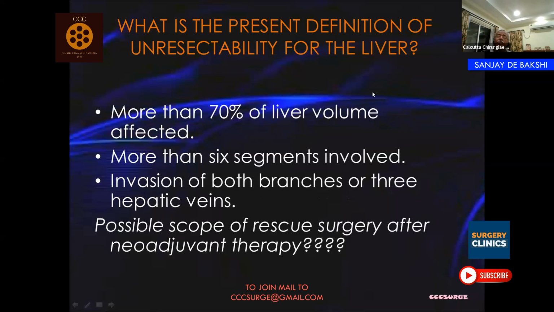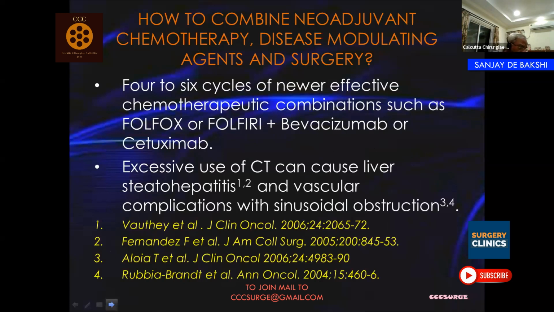What qualifies as unresectability for the liver? More than 70% of liver volume affected, more than 6 segments involved, invasion of both branches or 3 hepatic veins. And you consider a possible scope of rescue surgery after neoadjuvant therapy. So what neoadjuvant therapy do we use? You use 4 to 6 cycles of the new effective chemotherapeutic combinations such as FOLFOX or FOLFIRI, oxaliplatin or irinotecan, that's the difference, with either bevacizumab or cetuximab.